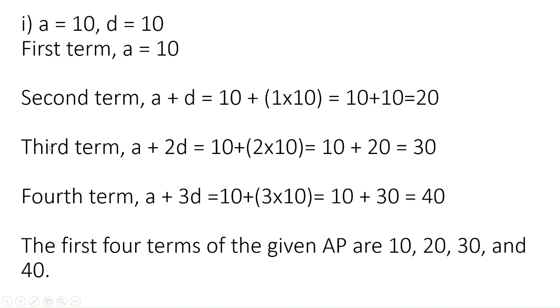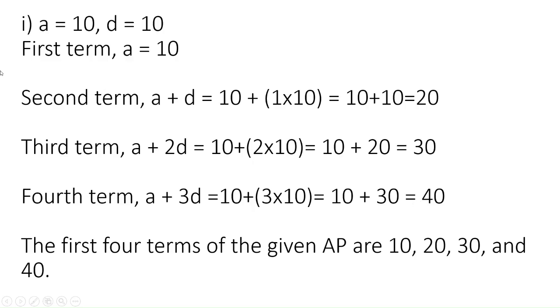So what is the third term? A plus 2D. Again A is 10, D is 10 again. So 10 plus 2 into 10, that is 10 plus 20, that is 30. And how are we going to find out the fourth term? Fourth term is A plus 3D. Where A is 10, the first term, and the common difference is also 10. That's why 10 plus 3 into 10. So 10 plus 30, that is nothing but 40.